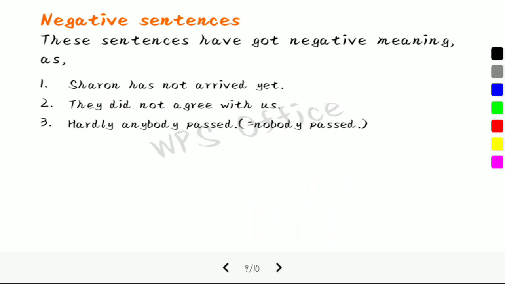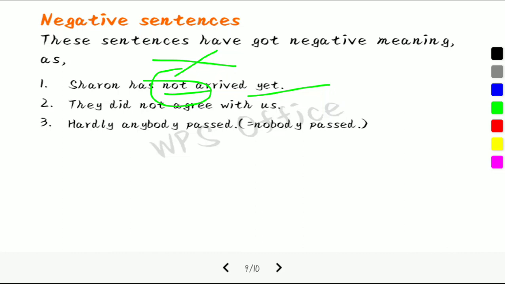And after that, we come to the negative sentences. I had given you an example: it is not raining today. So these sentences have got negative meanings, where we have negative words in them. As in these sentences, Sharon has not arrived yet. Not and yet. Sharon has not arrived yet. Where we have used this word, not, it became a negative sentence.